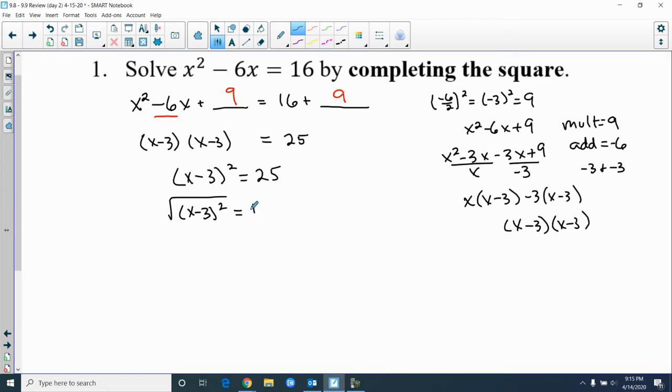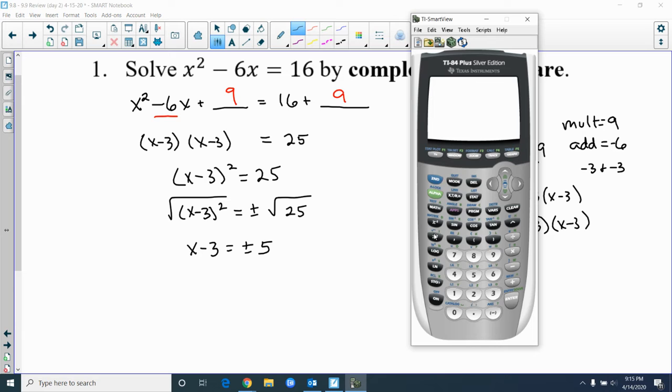take the square root of both sides. And now when you take the square root of that, you get x minus 3, and the square root of 25 is ±5. For the quiz, that number there should be a perfect square, so it always should be a whole number. When you take the square root of that number, it is going to be 5, or a whole number. If you don't, that means you made a mistake somewhere.